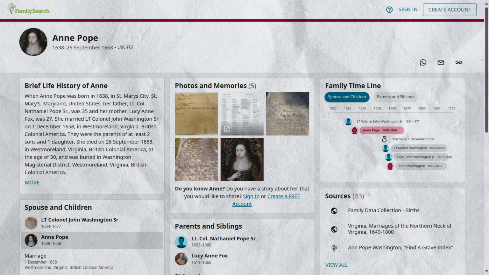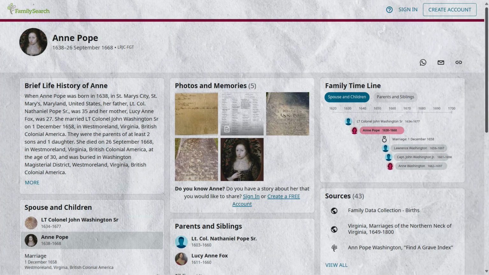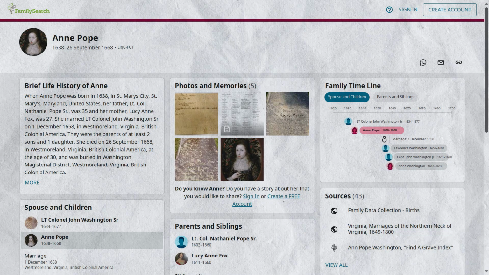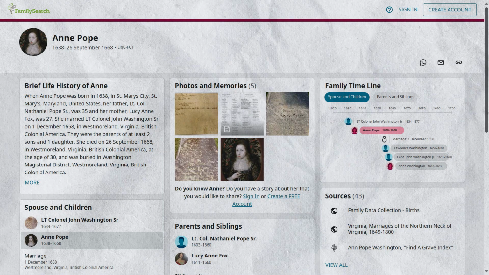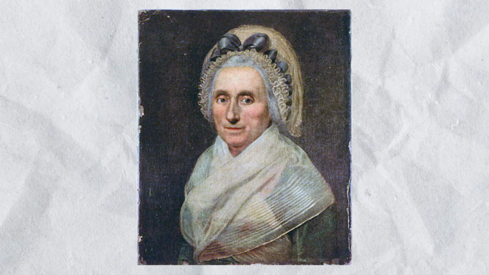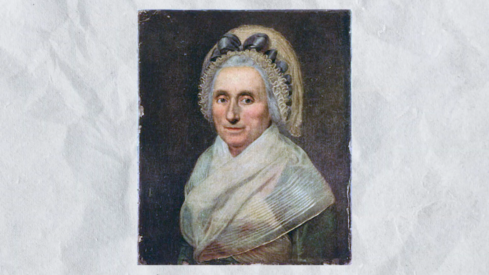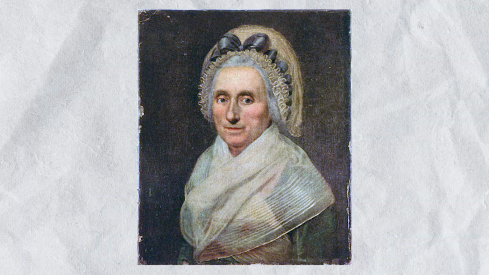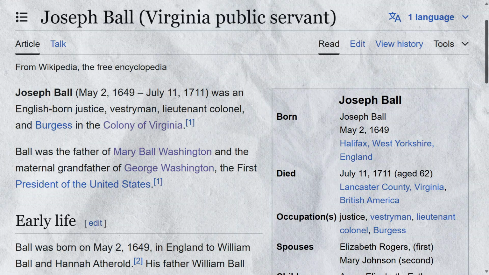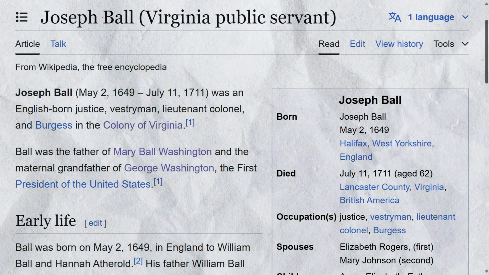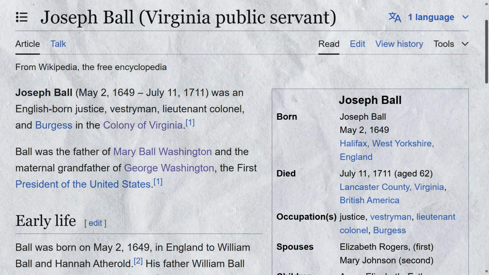John went on to marry Anne Pope, the daughter of a prominent Virginia plantation owner, Lieutenant Colonel Nathaniel Pope, who also had English roots. On George's mother's side as well, the Ball family, there was also strong English ties. The father of George's mother, Mary Ball Washington, was Joseph Ball, who was born in Halifax, West Yorkshire, England. So George Washington had strong English roots, and he was actually related to some English royals as well.